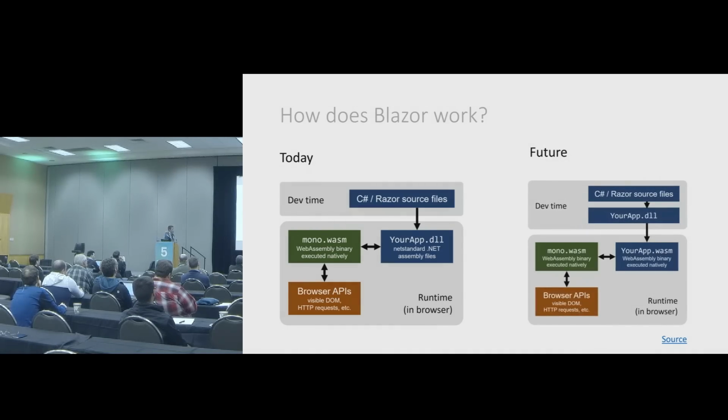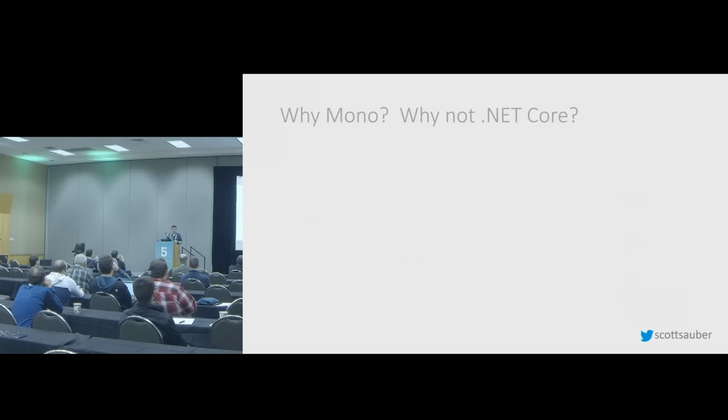Where they want to get to in the future is you take your DLLs and you further compile them down to WASM files, which improves performance. But it's a little slower when you're deving, because now you've got another compilation step. So what they're thinking is, at dev time, they'll be on the left side here. And then when you go to publish, it'll generate WASM files so that your code executes a little faster. But they're still working on that.